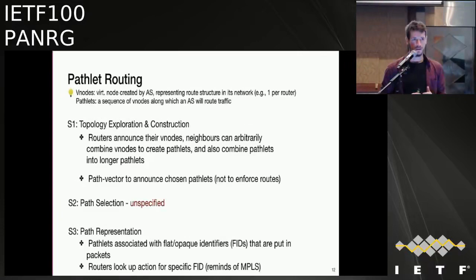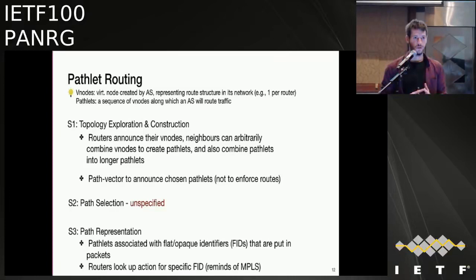So pathlet routing is a more generic routing architecture, and it defines two basic concepts. The first one is vNodes, or virtual nodes, which are created by ASes. And vNodes represent routing structure in the network of an AS. For example, there could be one vNode per router, or one vNode per router interface. Then a pathlet is a sequence of such vNodes along which an AS is willing to forward packets.